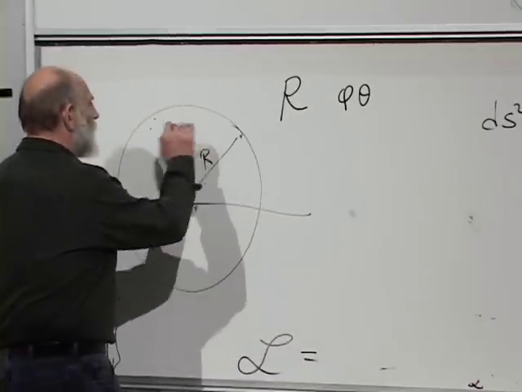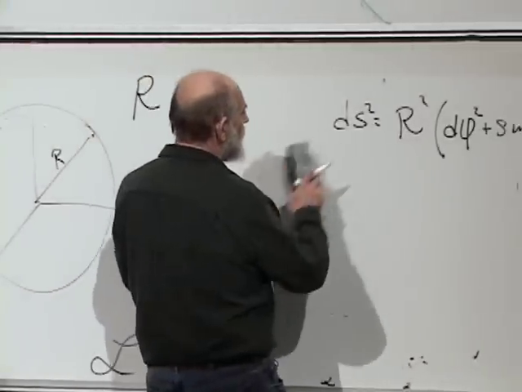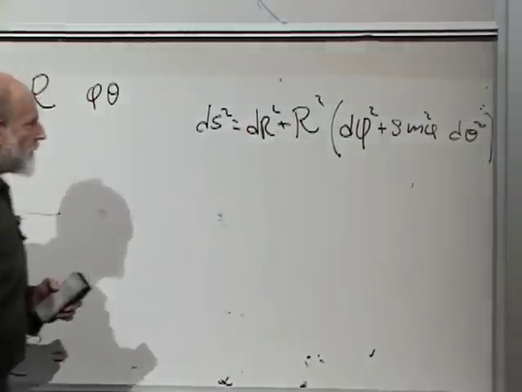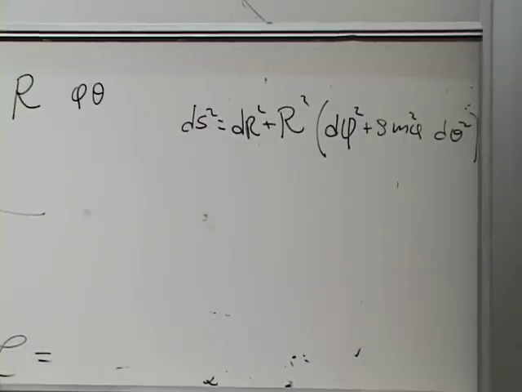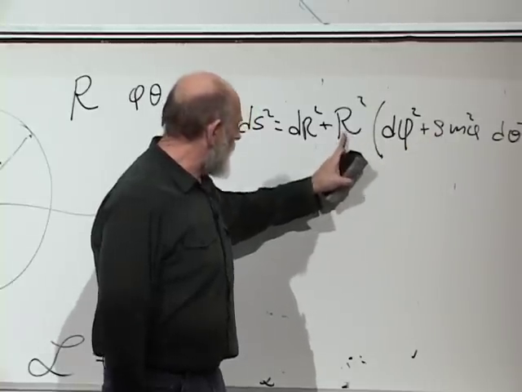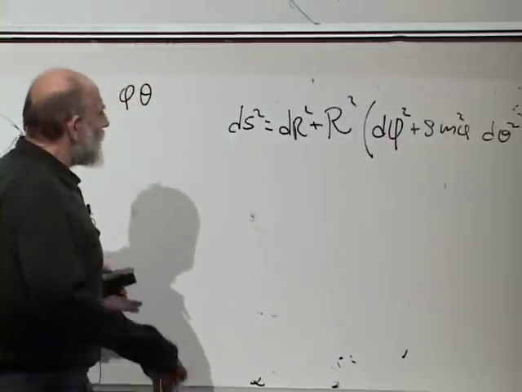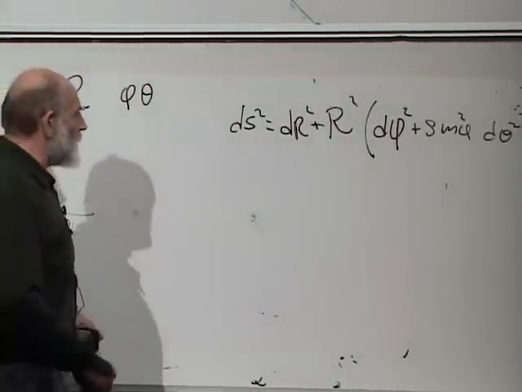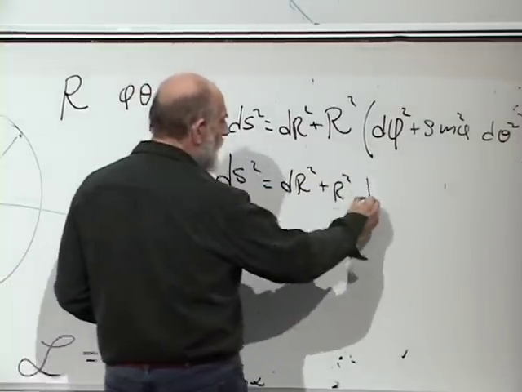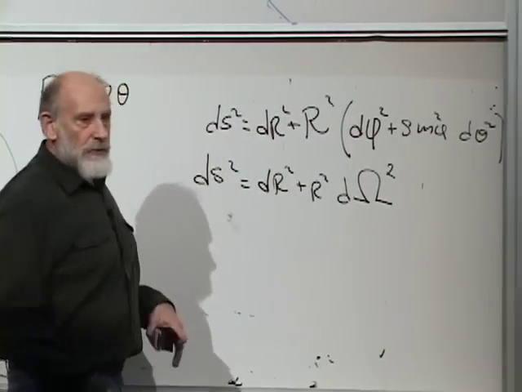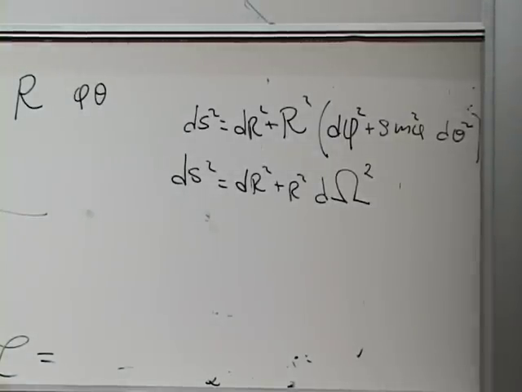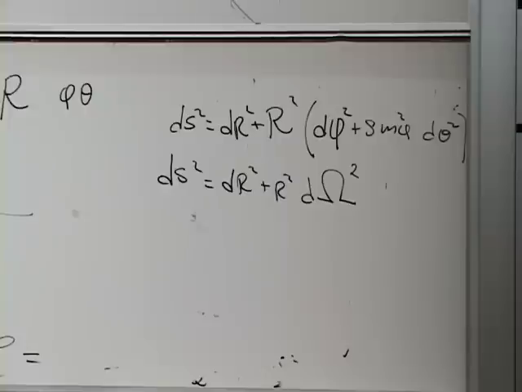Now, what happens if I want to talk about points which are not on the same radius? Then I have to include here ds squared equals dr squared plus that. In other words, for points which are separated by radial distance, it's just dr squared. And for points which are separated by angles, it's r squared times the metric on the unit sphere. Another common way to write this is ds squared is equal to dr squared plus r squared d omega squared. D omega squared is a shorthand for writing out the metric on the unit sphere, convenient if we don't want to keep writing thetas and phis.